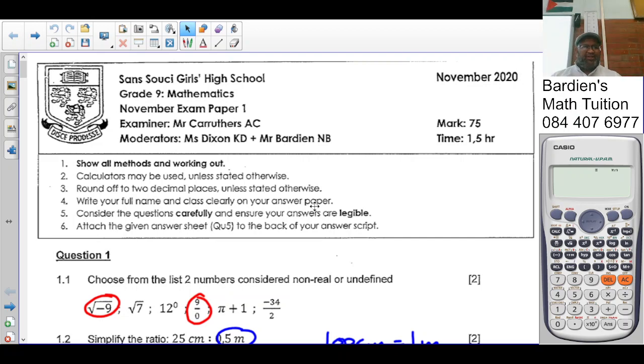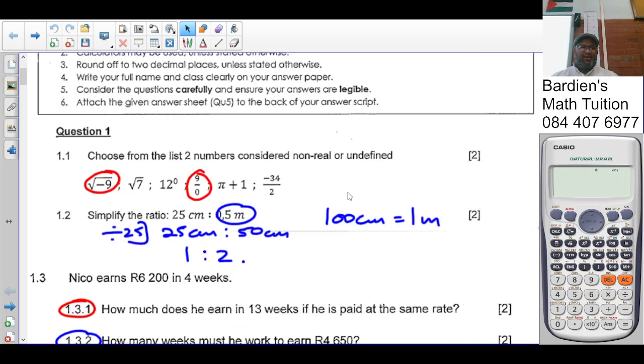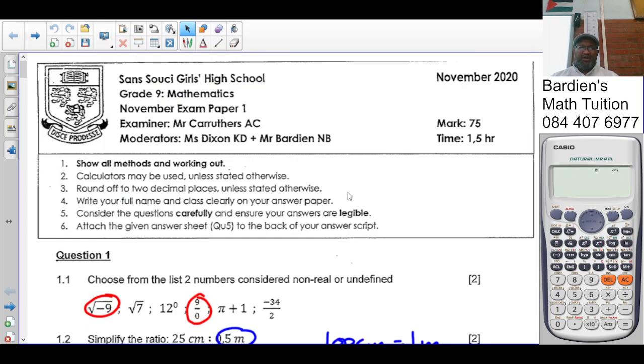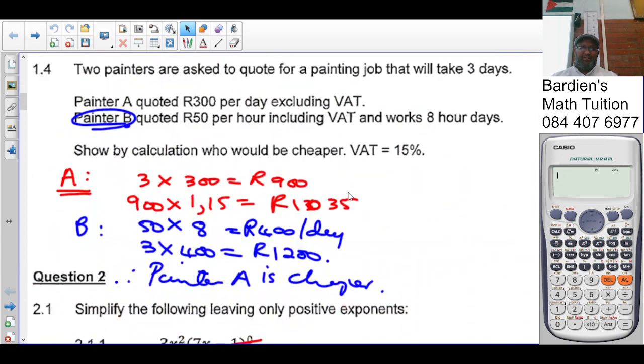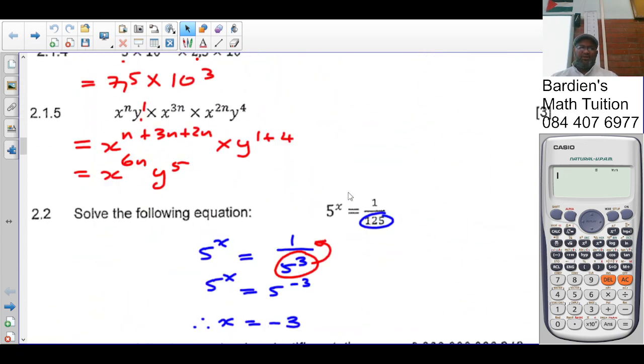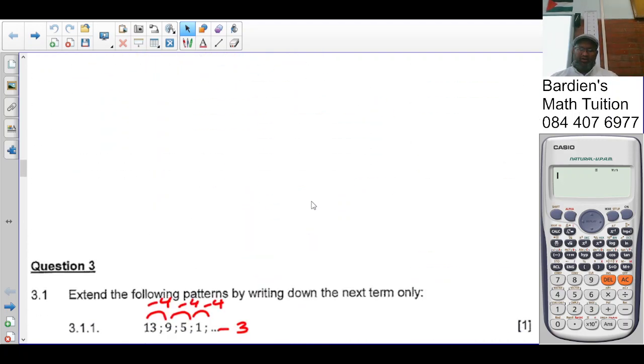So at this point we're looking at past papers. This was the November 2020 paper. In the description box below, you'll get the paper and the memo once you click on that link, okay?